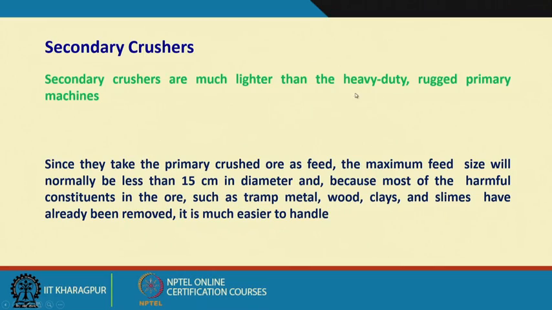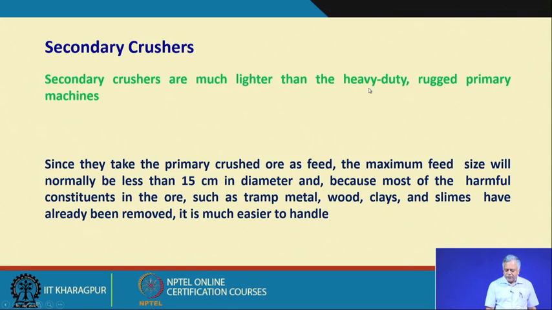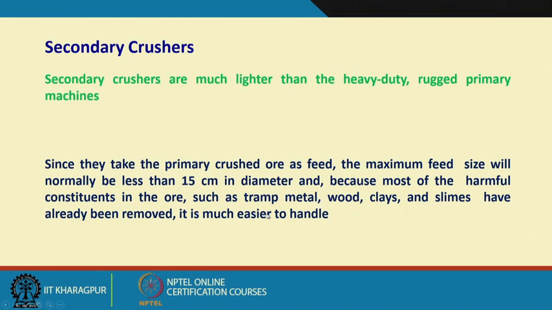Because of that, the secondary crushers are much lighter than the heavy duty machines, and since they take the primary crushed ore as feed, the maximum feed size will normally be less than 15 centimeter in diameter. It can be matched with the set size of the primary crusher. And because most of the harmful constituents in the ore, such as scrap metal, wood, clays and slimes, have already been removed, it is much easier to handle.